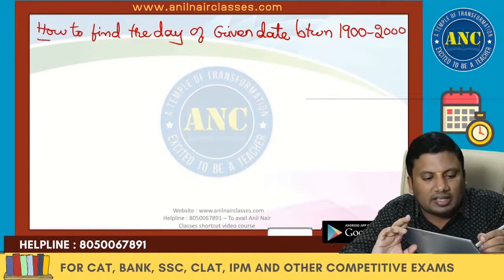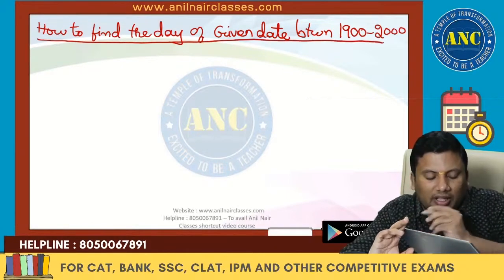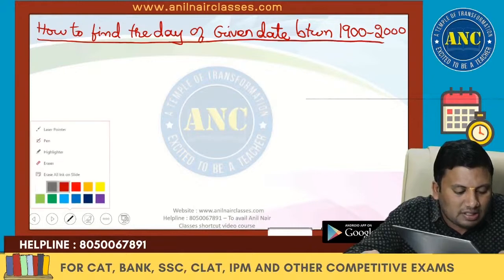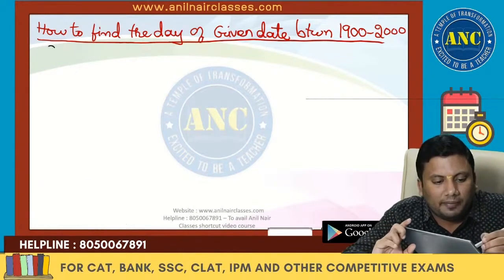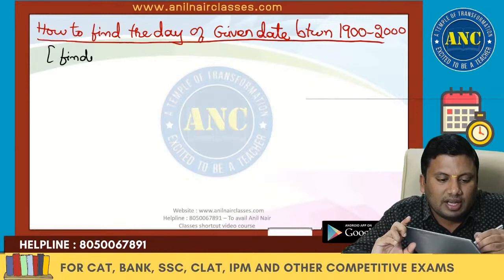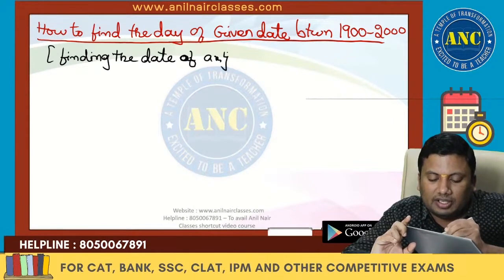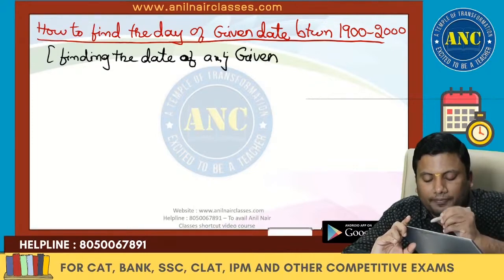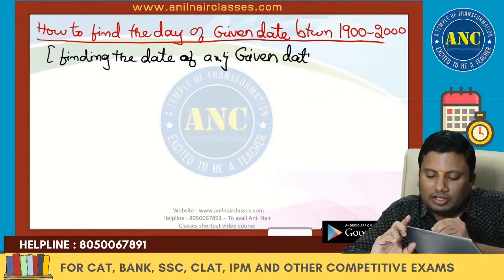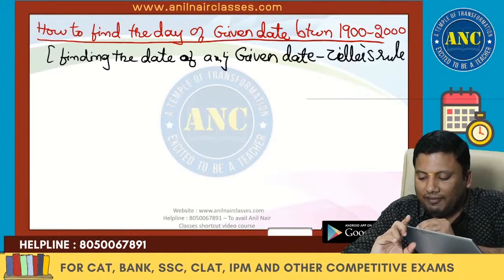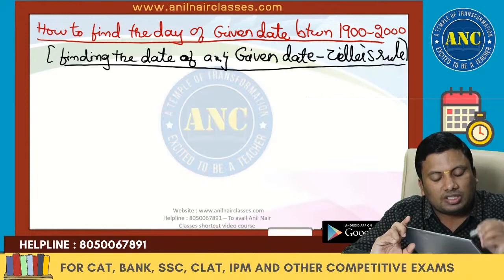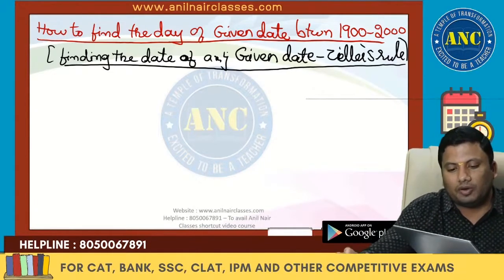First we will discuss, as a warm-up concept, how to find the day of any given date between 1900 and 2000. Then in the next class we will discuss how to find the day of any given date using Zeller's rule. This we will discuss a little later. First let me start with the questions which come quite frequently.